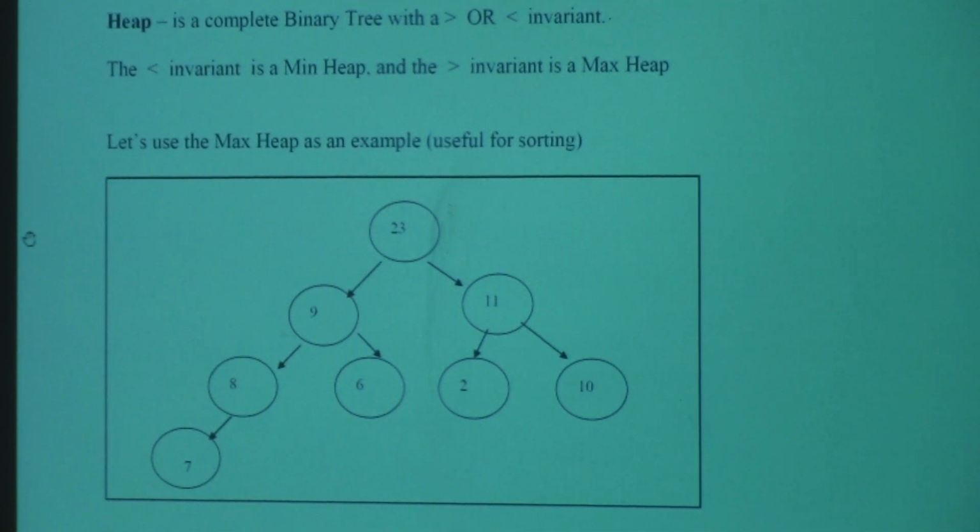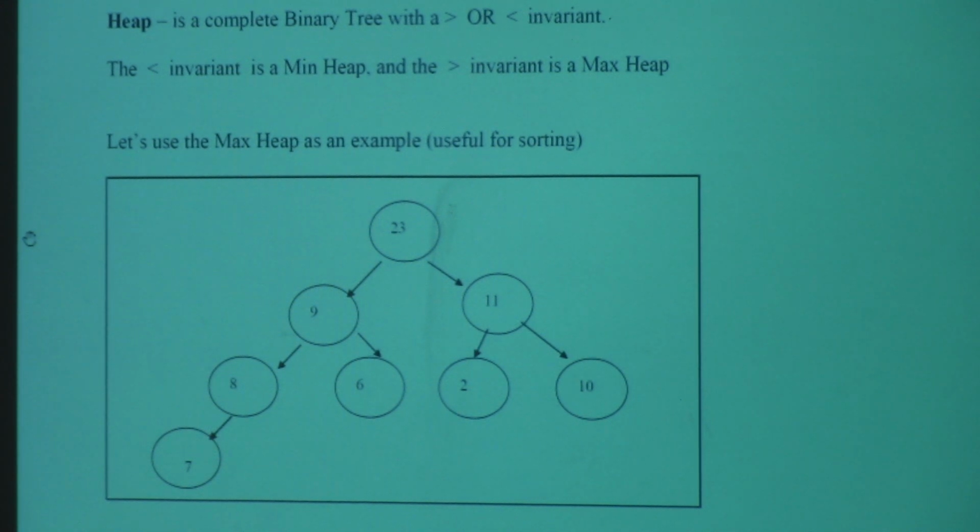Now, if you look at this tree, notice that the root node has what key value? It's 23. In this case, 23 is bigger than the left child and bigger than the right child. Okay? So that would fall into the greater than invariant. When a parent is greater than either child, we call it a greater than invariant, as long as it is consistent across all subtrees.